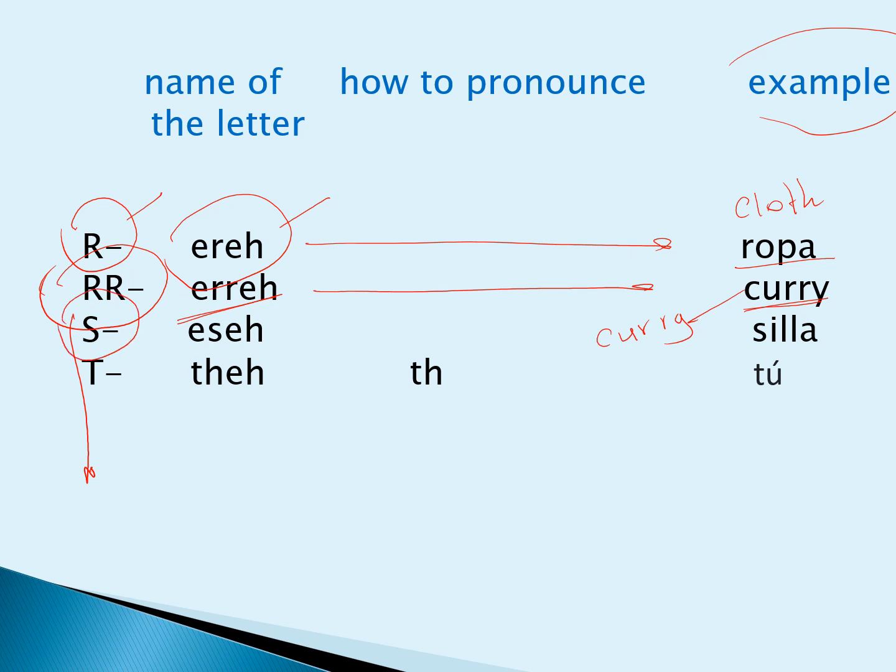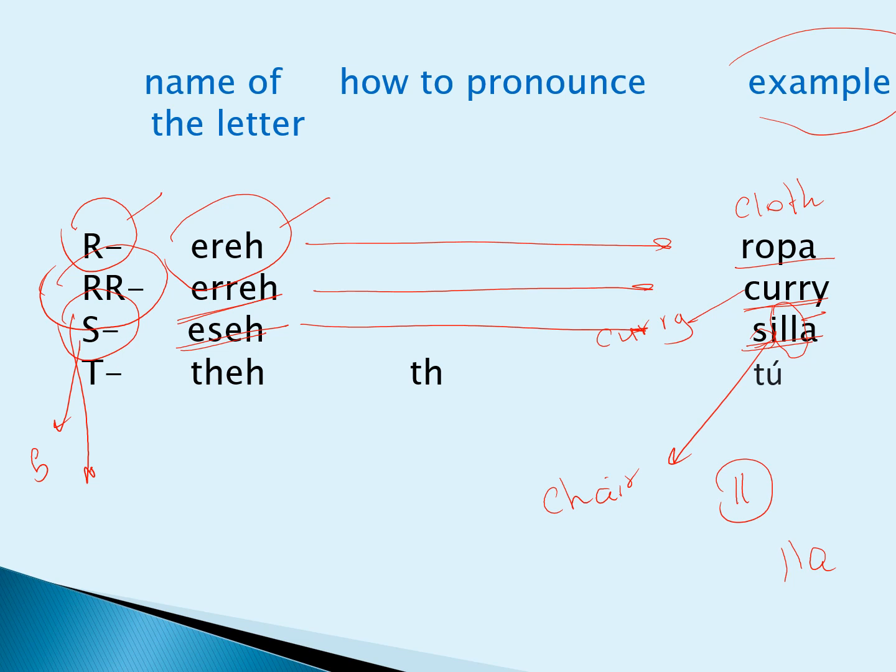In English, this is letter S. But in Spanish, the name is different. Right. Here you can see the example, silla. Can you remember? This is pronounced as yeah. So, silla means chair. Good.